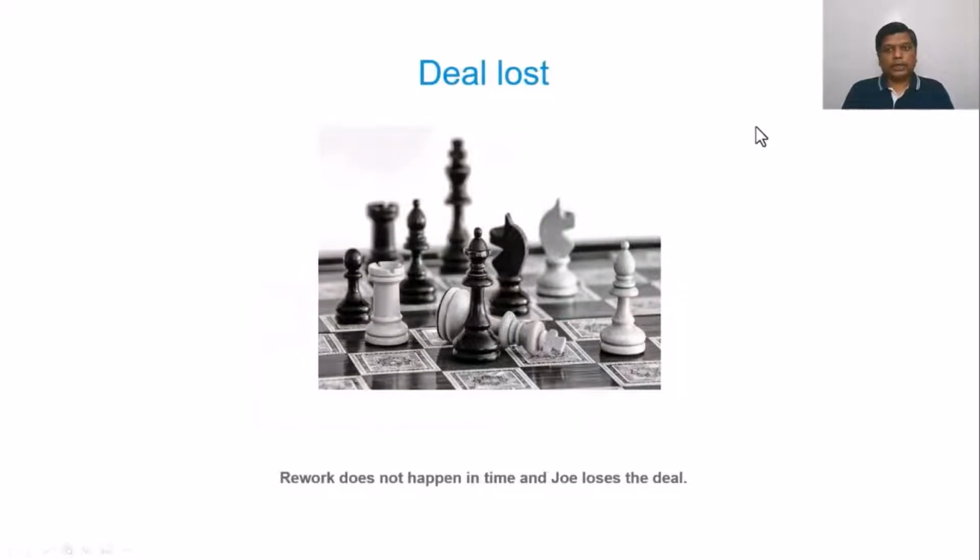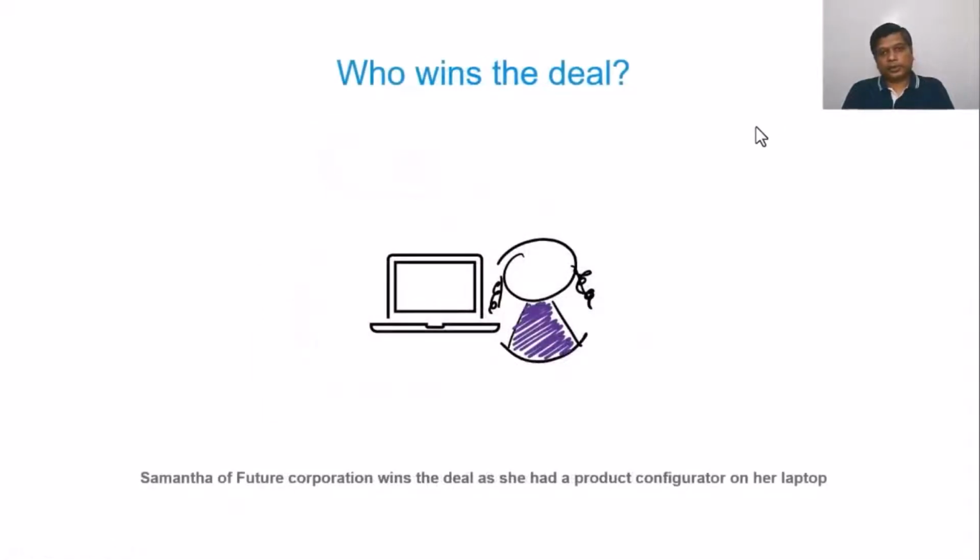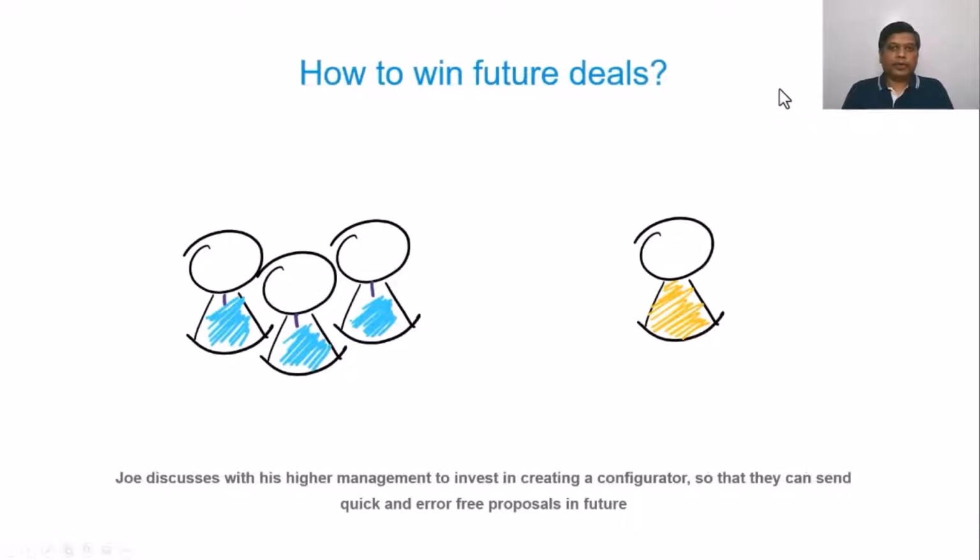Because there was another company called Future Corporations where Samantha visited the site. She discussed with the team at Haiti, quickly configured something on her laptop, and was able to give the quotation on the same spot. So this is how configurators help you win new future deals. And as you would have understood, Joe discusses with his higher management to invest in creating a configurator so that they do not lose future deals.